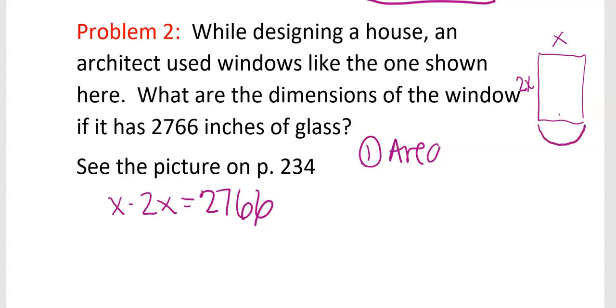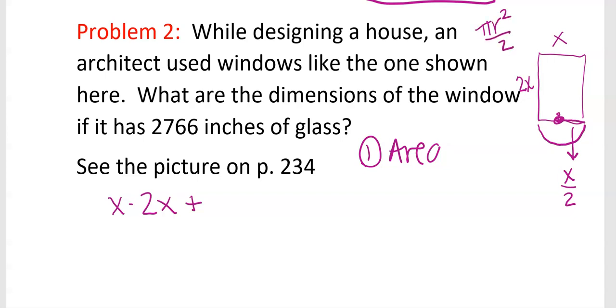So here, if you look at the actual radius of this thing, if it's x across, the radius would be x over 2. That's where that x over 2 comes from. So I'm not quite ready to do this part. Let me erase that. Plus. We have a half circle. Pi times radius squared divided by 2. Semicircle.